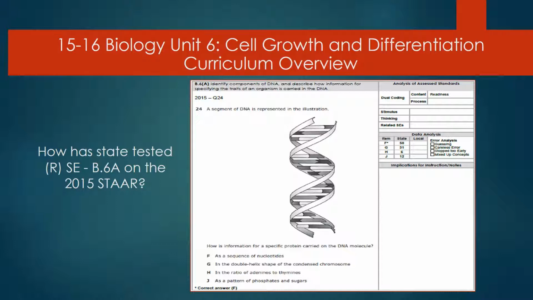On 6A, our readiness standard, of course, there are going to be 3 questions in here from 15, 14, and 13. Here is a segment of DNA represented in this illustration. How is the information for a specific protein carried on a DNA molecule? And this question is addressing, again, 5A, where they would have to identify components of DNA and describe how much information for specifying the traceable organism is carried in the DNA.